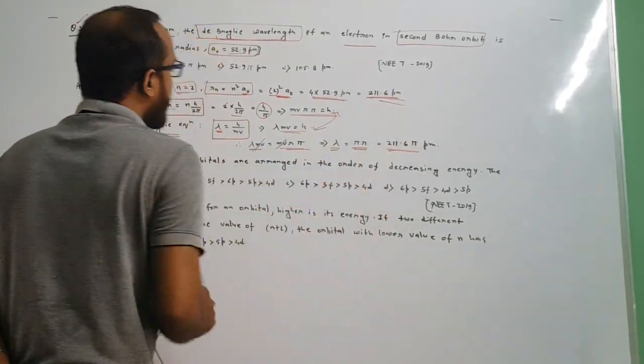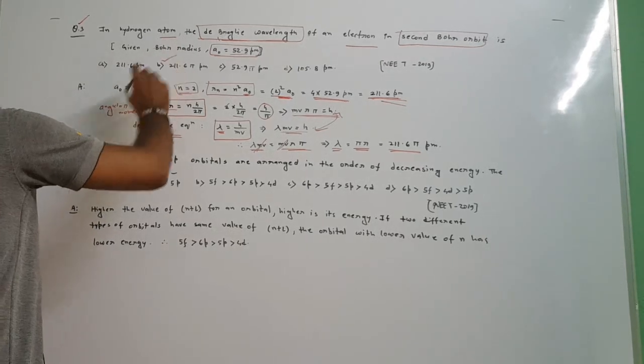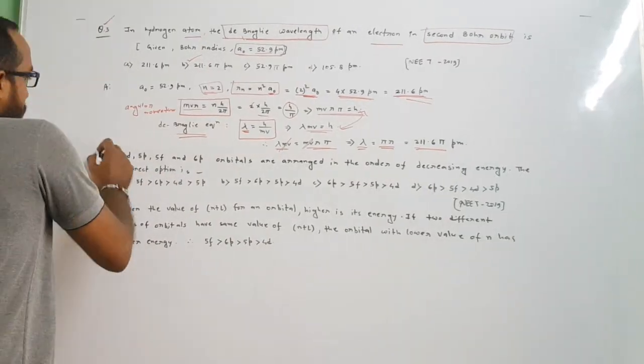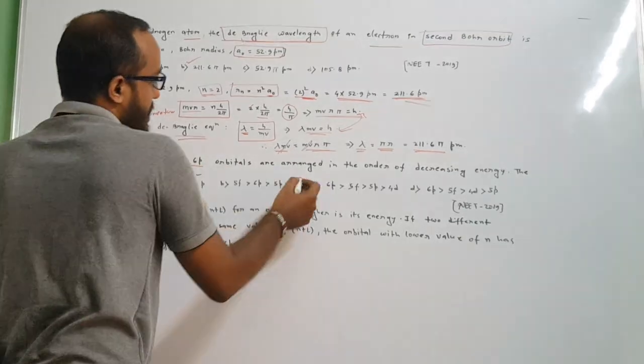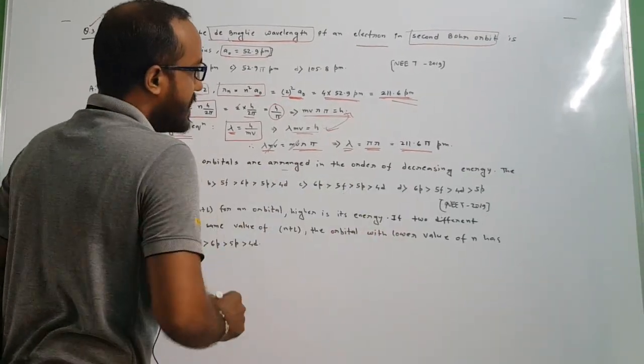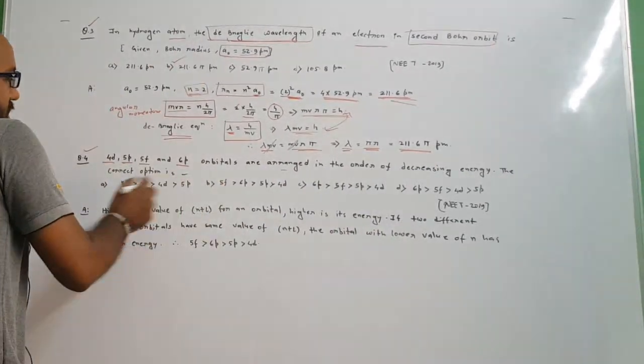So 211.6 pi. So our option B is correct. Now next question: 4d, 5p, 5f and 6p orbitals are arranged in order of decreasing energy, then the correct option.